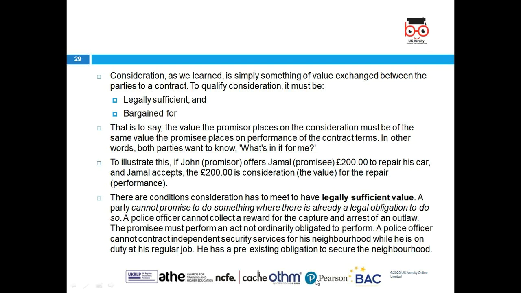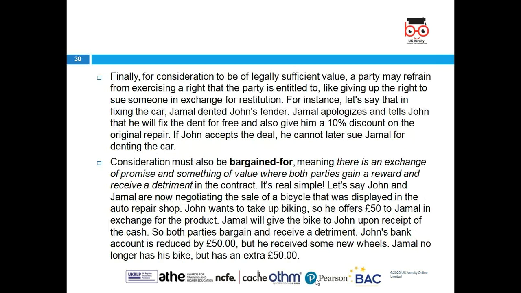A party cannot promise to do something where there is already a legal obligation to do so. Like I will pay you money, your spare and repair should be fit for purpose. You're saying you exchanged it, but it wasn't an exchange. A police officer cannot collect a reward for the capture and arrest of someone. If we have a dog that is lost, that can be an open offer. Any questions there? So there are different case laws we can further go through.